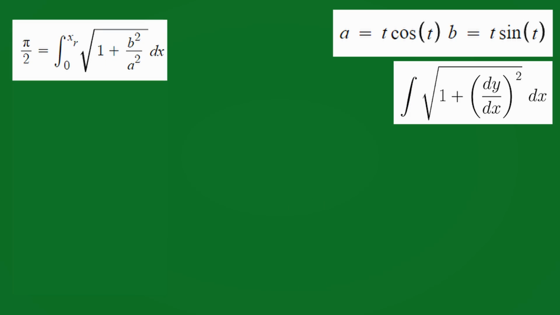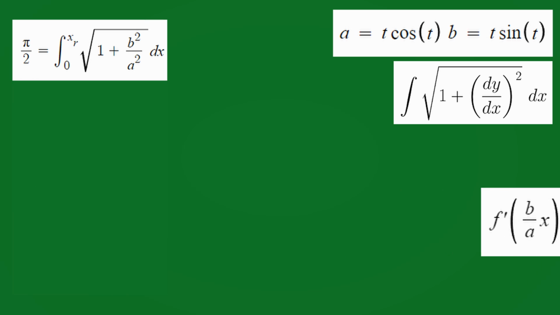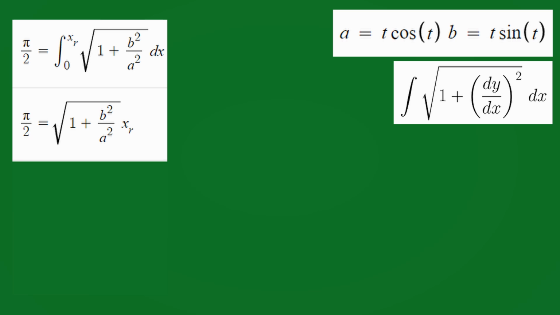We can use the arc length formula to find this point. We can set up the integral equal to pi over 2 from 0 to x sub r of the square root of 1 plus (b over a) squared. The reasoning is that our line equation is b over a times x, and the derivative is just b over a. We can then solve this integral to get pi over 2 is equal to the square root of 1 plus (b over a) squared times x sub r. 0 does nothing and is not important in this integral, while the front part is just a very complex constant.